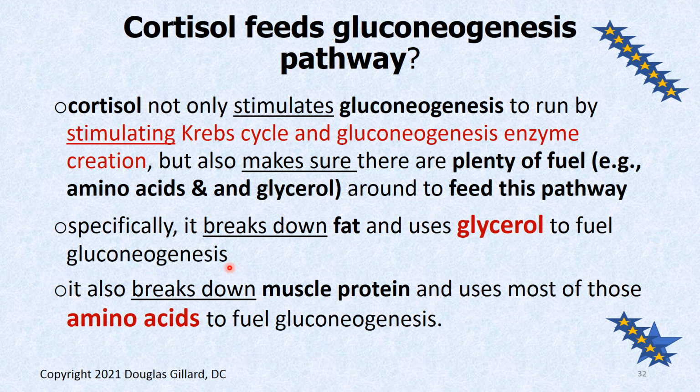Cortisol drives gluconeogenesis, again by breaking down fat. Fat is broken down into glycerol, which can be put into the Krebs cycle and converted into a molecule that is run through gluconeogenesis. And then muscle proteins can be used as fuel for the Krebs cycle and gluconeogenesis itself. We'll look at that next time.